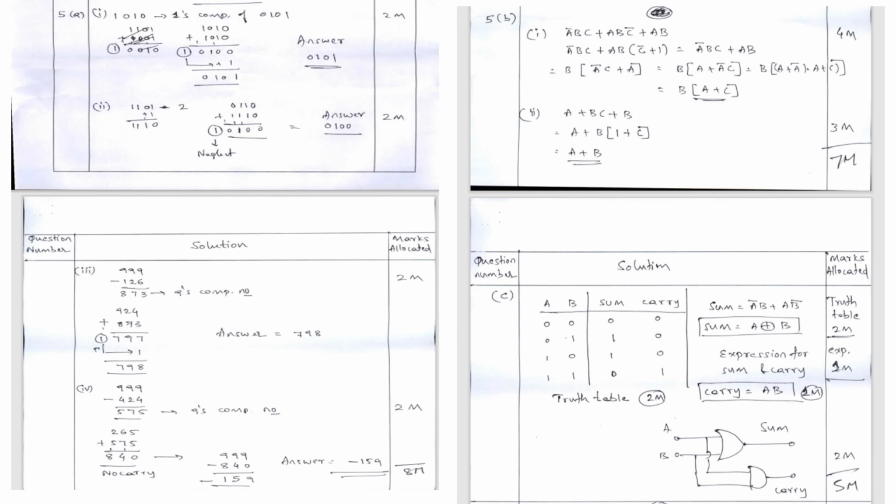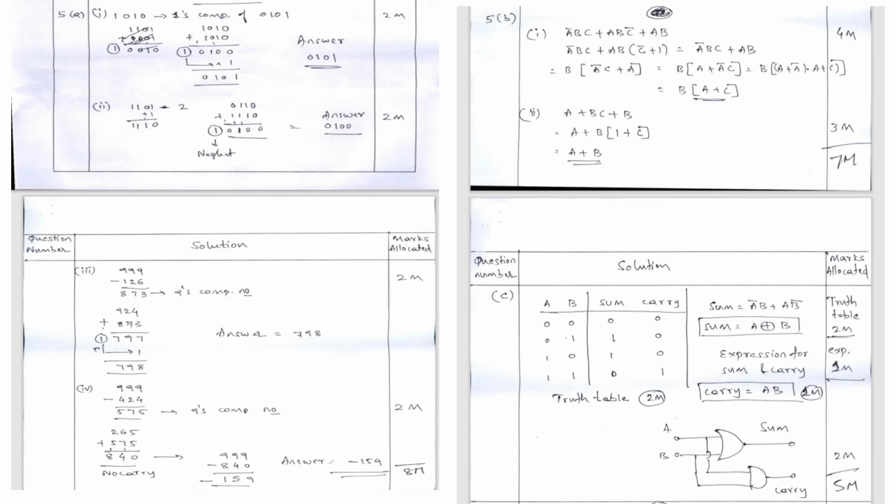That is your expression. Now what you will do is, B is common in both. B you will take it out. A plus A bar C, which is nothing but A plus C, since A plus A bar is 1, right?